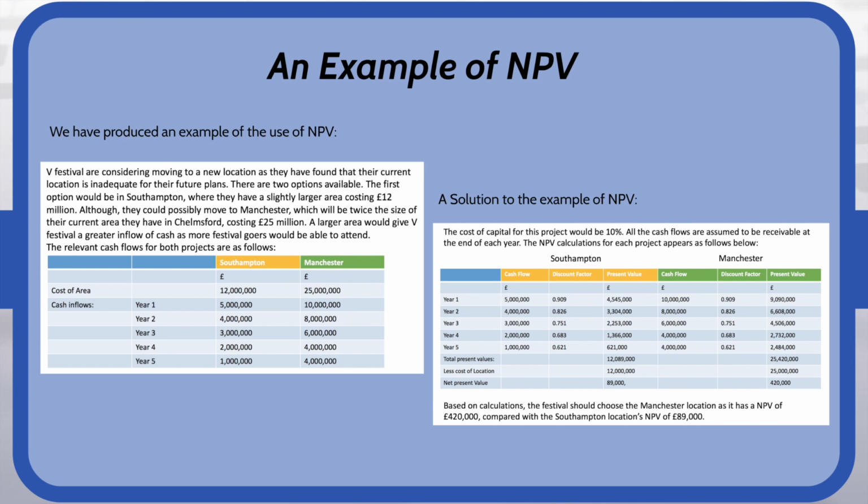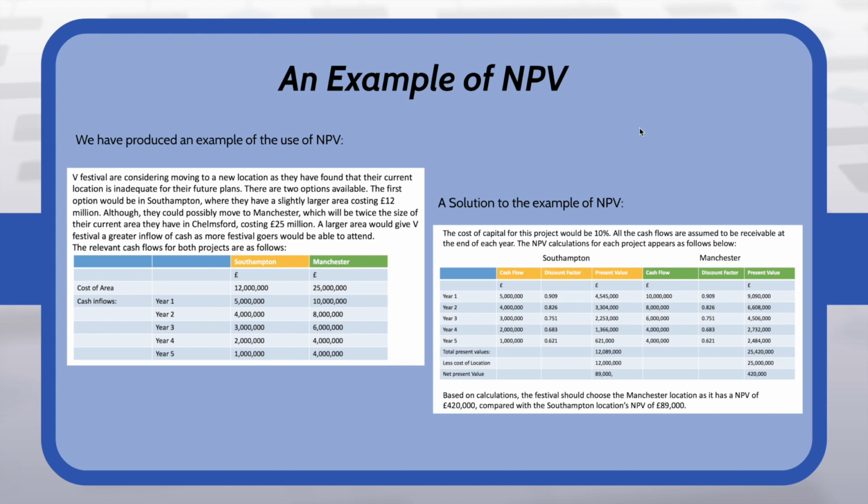The solution to our example. The cost of capital for this project would be 10%. All the cash flows are assumed to be receivable at the end of each year. The net present value calculations for each project appear as follows below. And as you can see, I put the Southampton section and the Manchester section in this table.